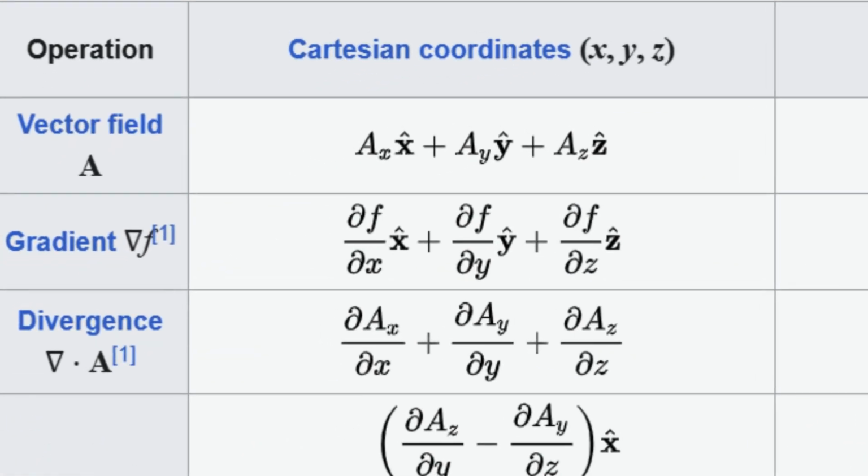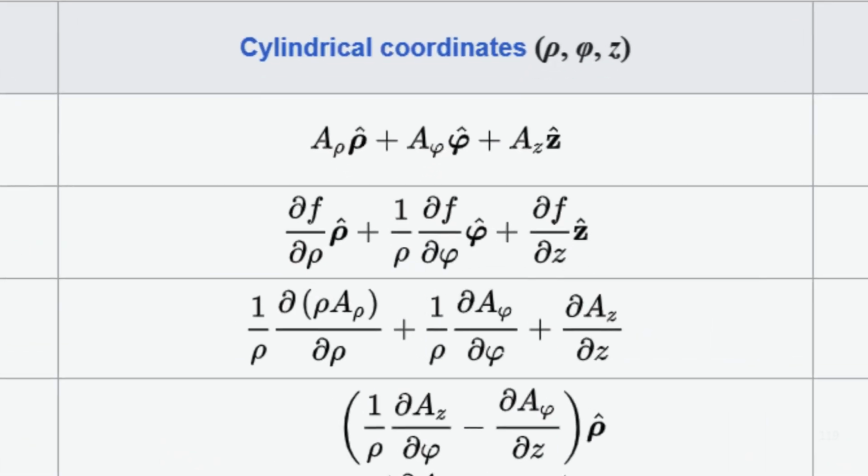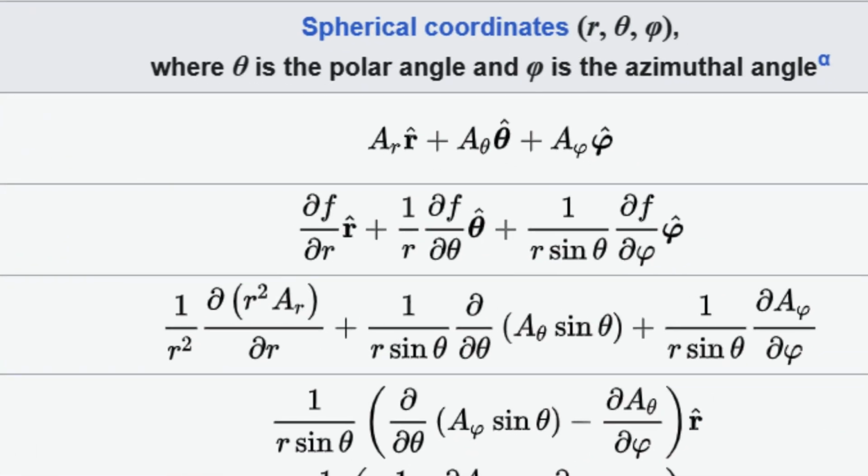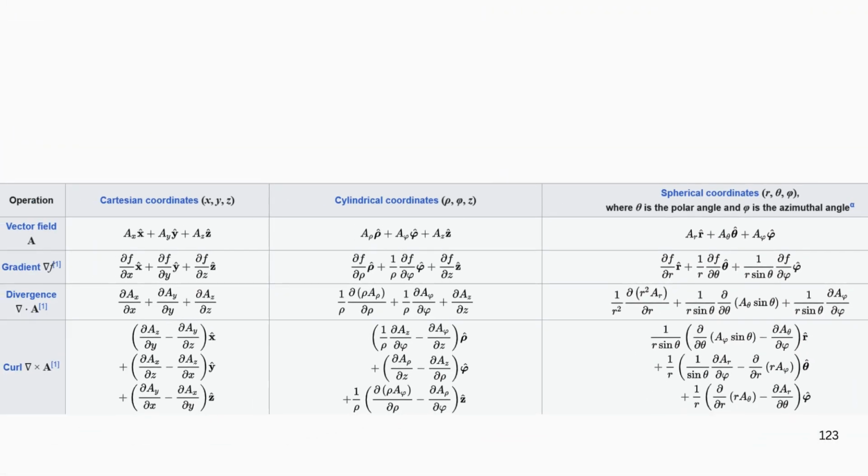Now, the gradient in Cartesian coordinates: nabla_x f x-hat plus nabla_y f y-hat plus nabla_z f z-hat. For cylindrical: nabla_rho f rho-hat plus 1 by rho nabla_phi f phi-hat plus nabla_z f z-hat. In spherical: nabla_r f r-hat plus 1 by r nabla_theta f theta-hat plus 1 by r sine theta nabla_phi f phi-hat.